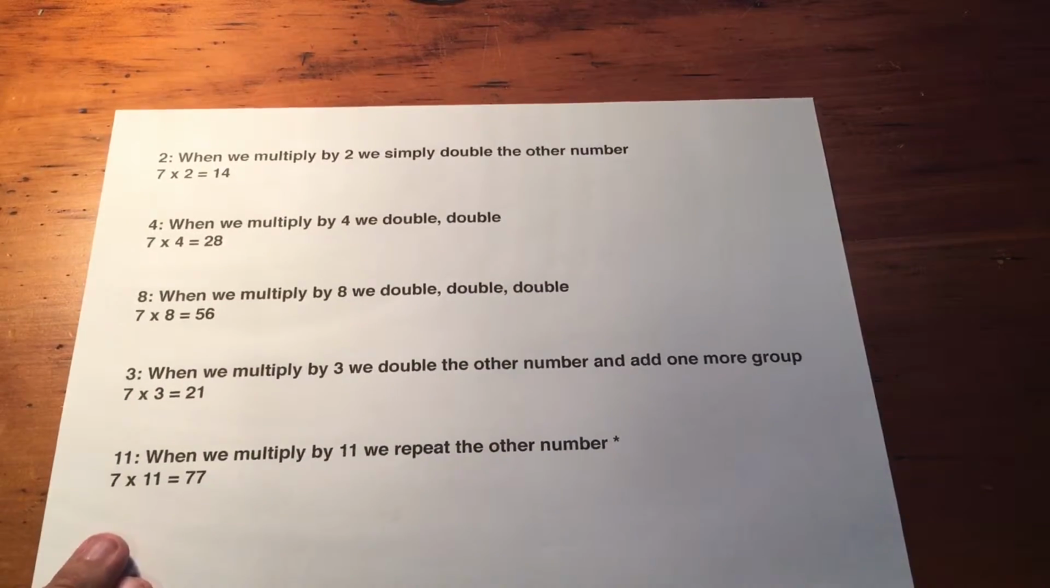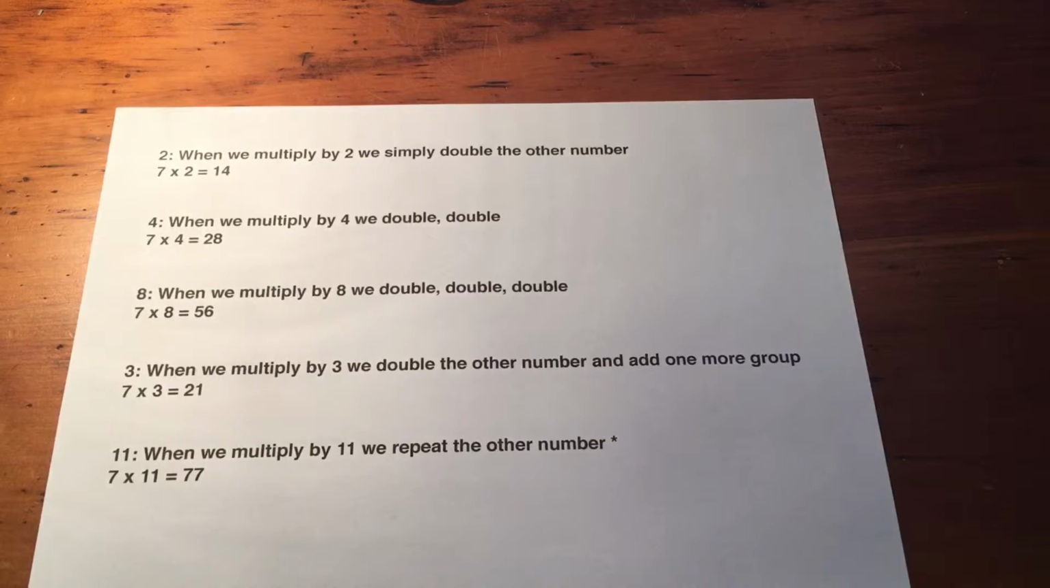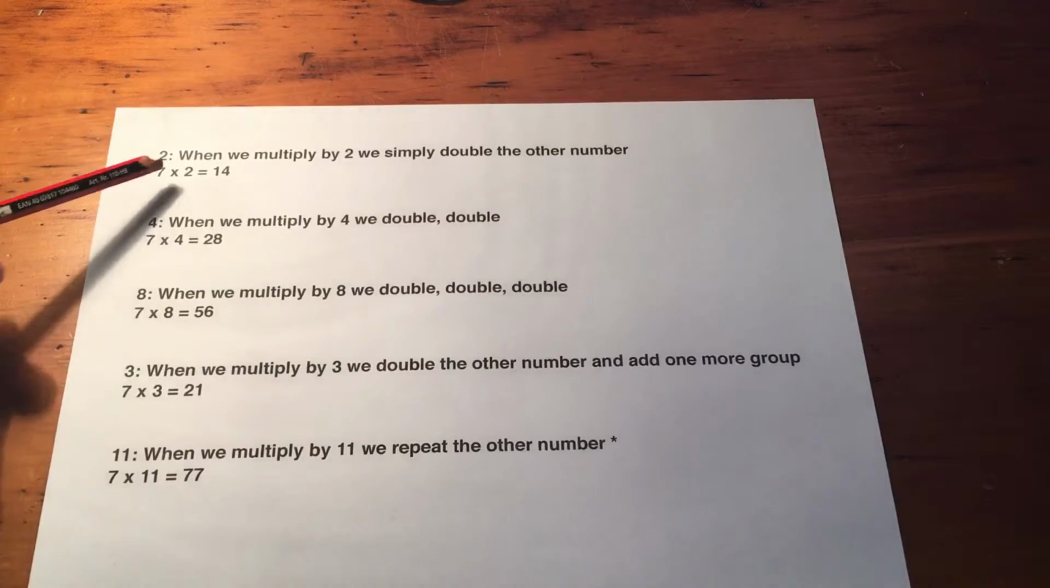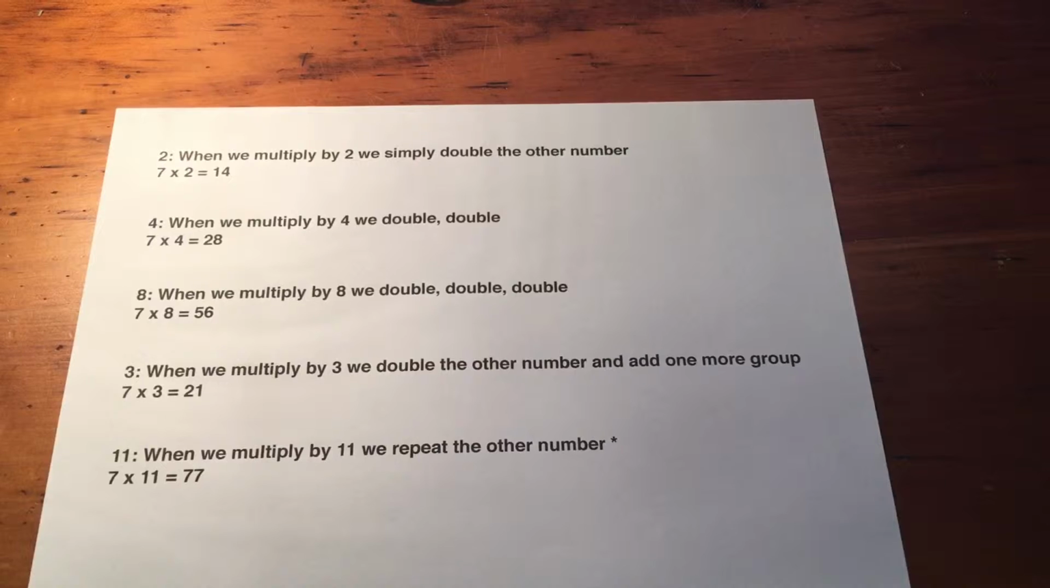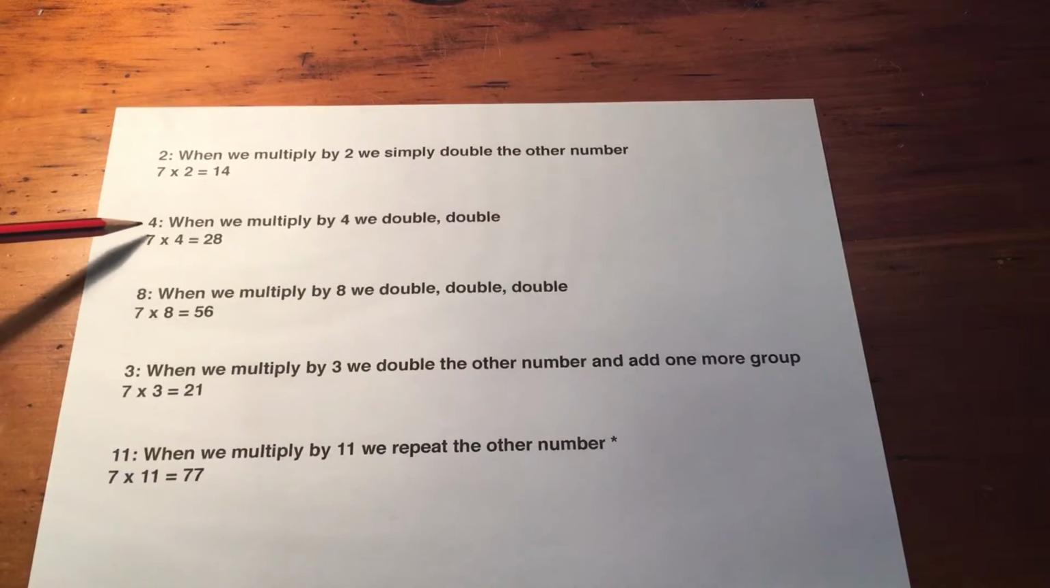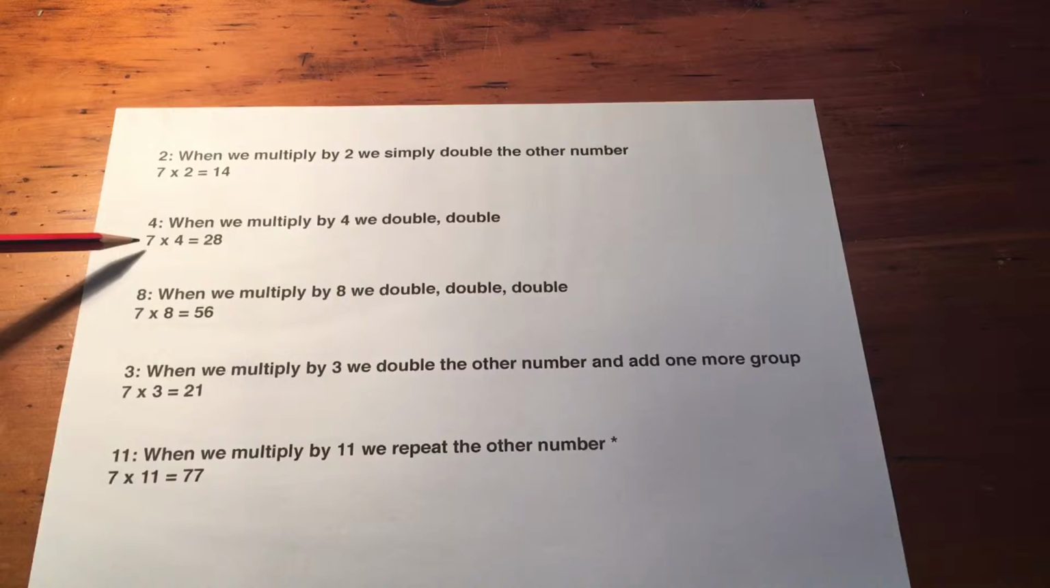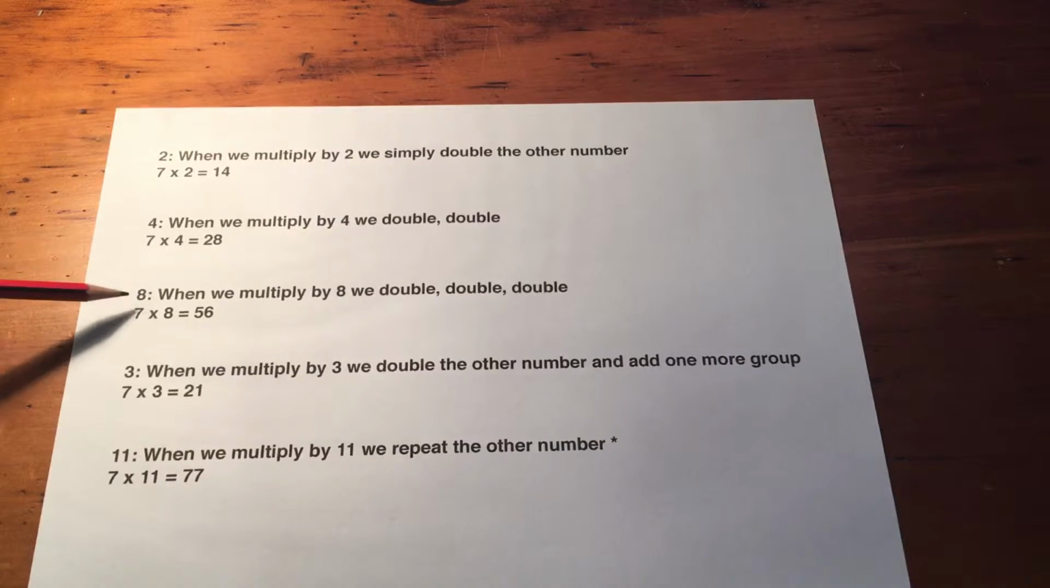When we multiply by 2, we simply double the other number. 7 times 2 is 14 because 7 doubled is 14. 4. When we multiply by 4, we double, double. 7 times 4 is 28 because 7 doubled is 14 and double 14 is 28.